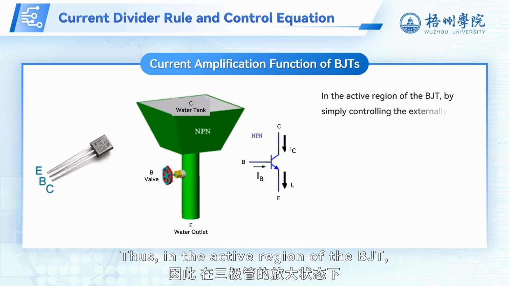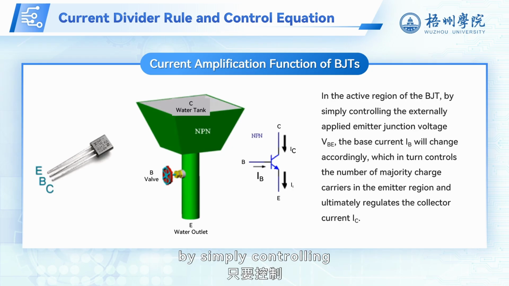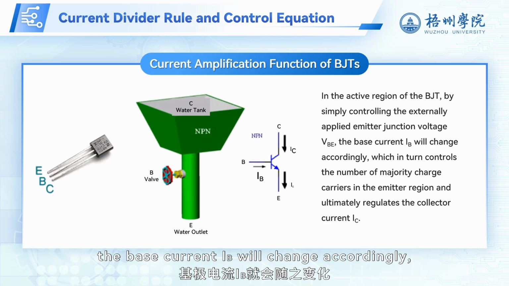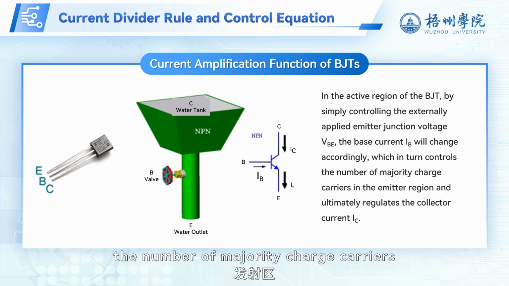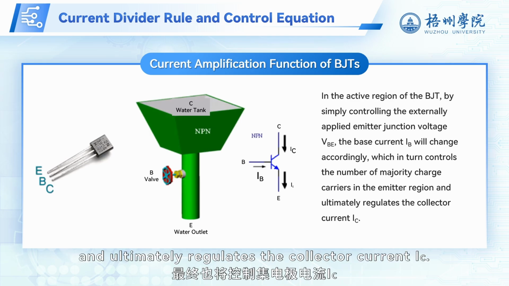Thus, in the active region of the bipolar junction transistor, by simply controlling the externally applied emitter junction voltage VB, the base current IB will change accordingly, which in turn controls the number of majority charge carriers in the emitter region and ultimately regulates the collector current IC.